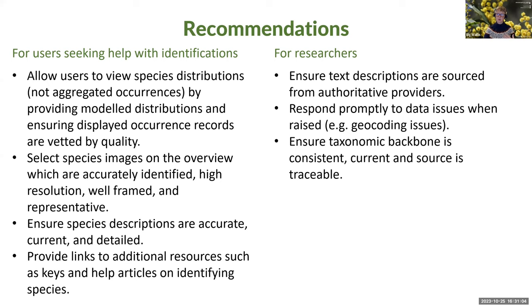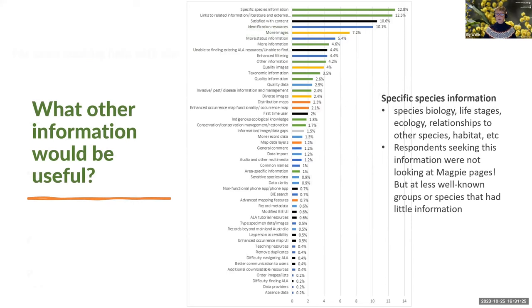And the biggest thing that we're working on at the moment is ensuring the taxonomic backbone is consistent, current, and the source of that backbone is traceable. And that's a whole other talk, which we can talk about at another time, but we're putting a lot of work at the moment into upgrading our taxonomic backbone. Here's the very long tail graph. Then we asked what other information would be useful to people. And people gave us a very long set of answers. But the top one was that they wanted more species-specific information. So biology, life stages, ecology.